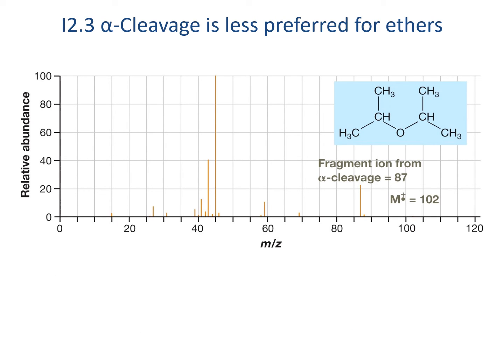In theory, we could have the same type of cleavage for oxygen and an ether. We could stabilize the positive charge on the oxygen, but oxygen isn't as stable with a positive charge, so we see less of a fragment from alpha cleavage.